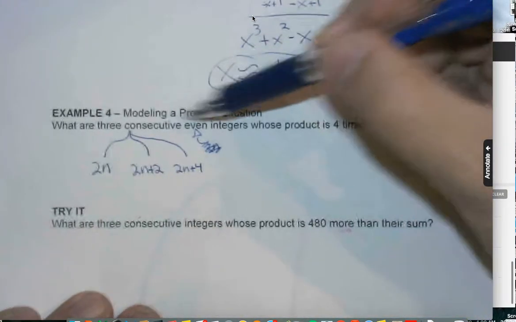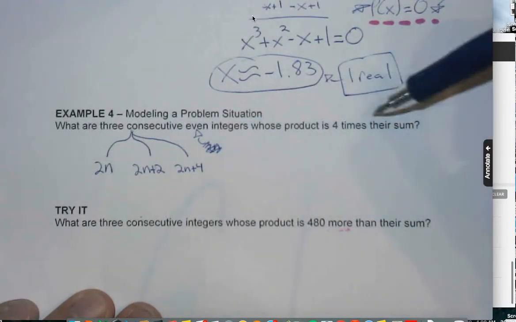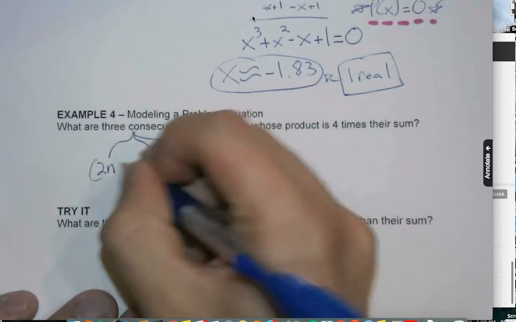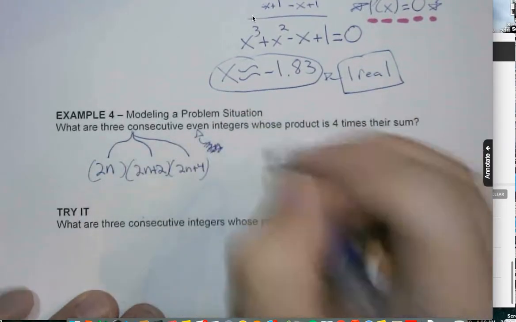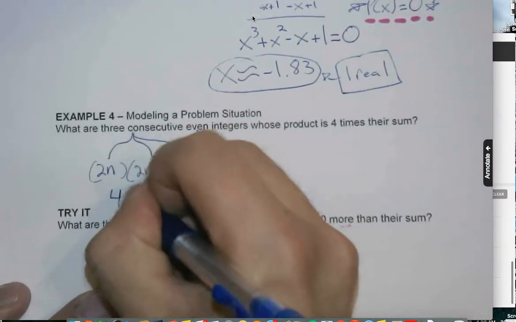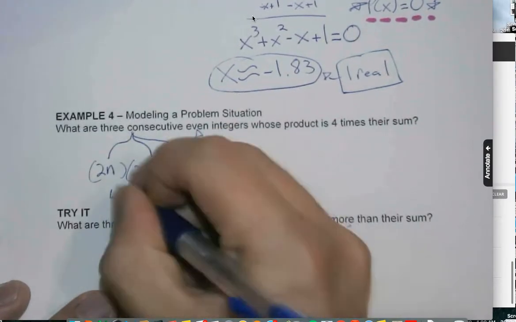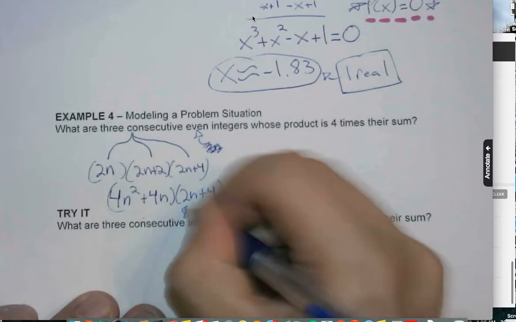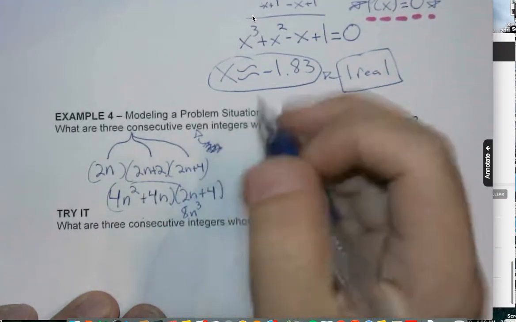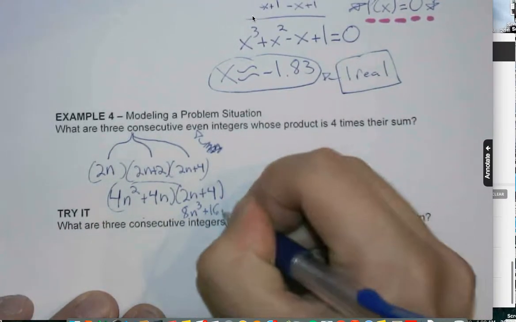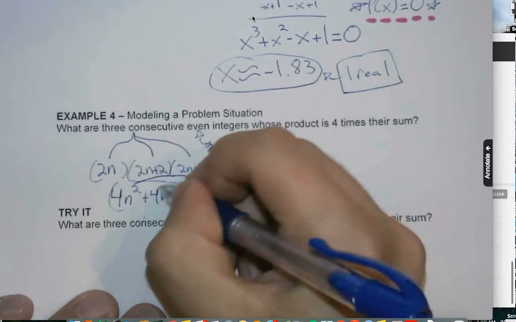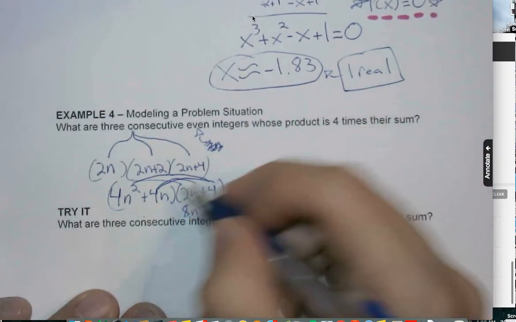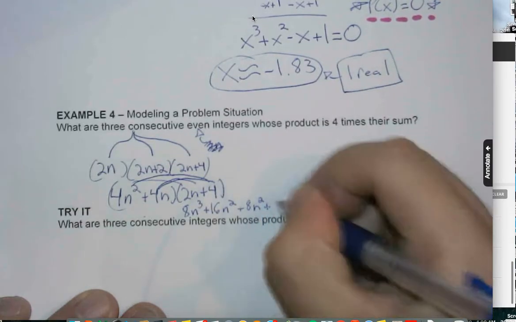So we know 3 consecutive even integers whose product is 4 times their sum. So let's first find the product. So if we have these all multiplying together, this will take a little bit of time. So you could say that this is 4n squared plus 4n. If you multiply it with all this, this should then get you 8n cubed using foiling here. We're then adding on 16n squared. You're adding on 8n. Finally, you're adding on 8n squared and then plus 16n.